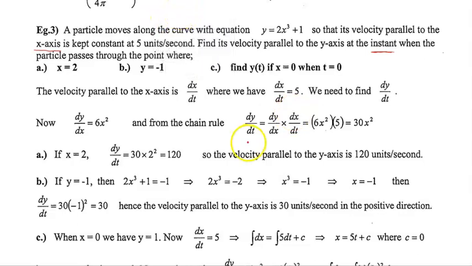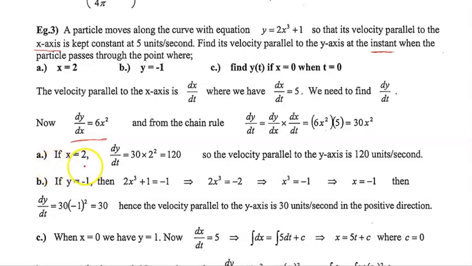Okay, so dy/dt is dy/dx times dx/dt. We're told dy/dx, which we've calculated here, is 6x squared. We were given that dx/dt was 5 units per second, so 5. Multiplying those together, we get 30x squared. So dy/dt is 30x squared.